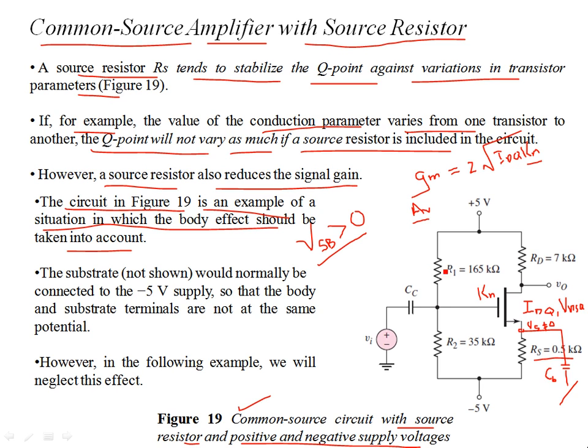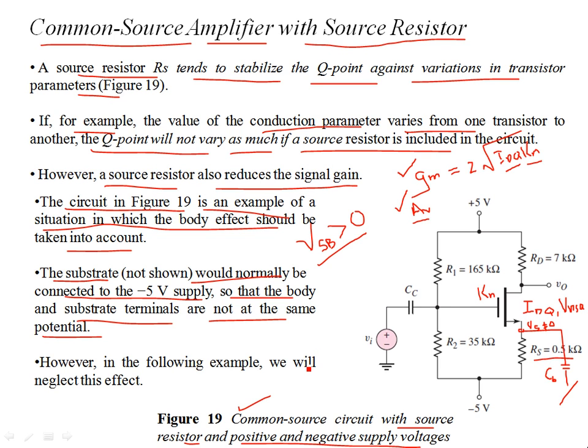So that means you have to consider the body effect. Normally the substrate, which is not shown, would normally be connected to a -5-volt supply. So the body and the substrate terminal are not at the same potential. However, as far as the analysis of the circuit is concerned, if you recall, RS was there to stabilize the Q point, which in turn defines IDQ, so the transconductance gain is stable, and in turn we have stability in the voltage gain. Although the transistor conduction parameter might vary from one transistor to another, that was the original idea behind the source resistor.